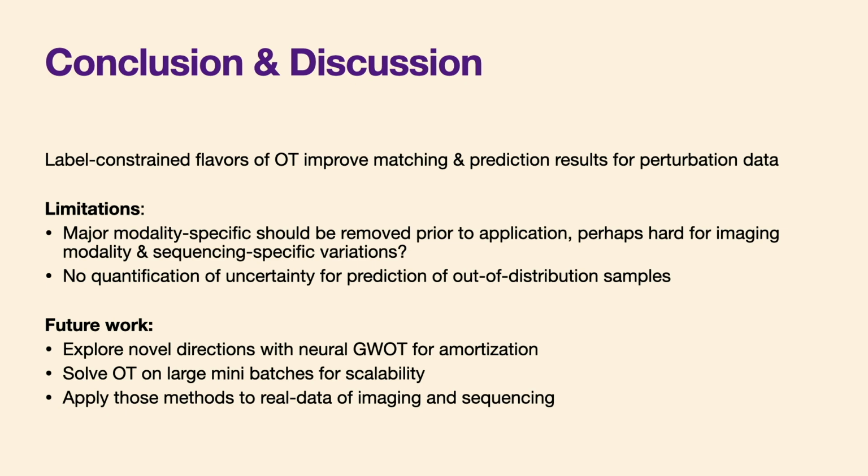So as a conclusion, I would like to say that those label-constrained versions of OT are interesting, and they improve prediction results for this cross-modal perturbation data translation project. What's important to think about is what is the input space for those models. Because we're doing shape matching, you really need to have the latent space in the right form, meaning that if you have technical noise on the imaging and technical noise on the sequencing, those induce completely different shapes. When you apply those methods, things are going to fail pretty hard.